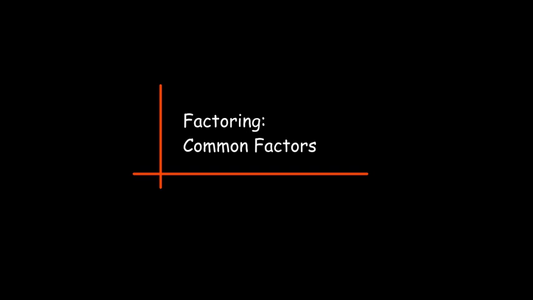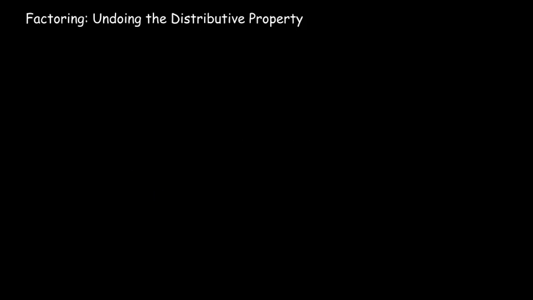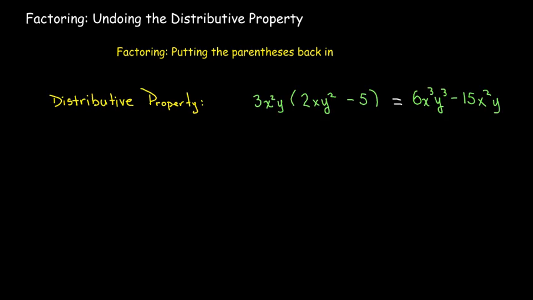In this short video, we're going to explore the simplest way to factor a polynomial, and that's looking for a common factor. So really, what is factoring? Factoring is undoing the distributive property. You could even say that you're putting the parentheses back in. The distributive property means remove the parentheses. Factoring means put them back in.